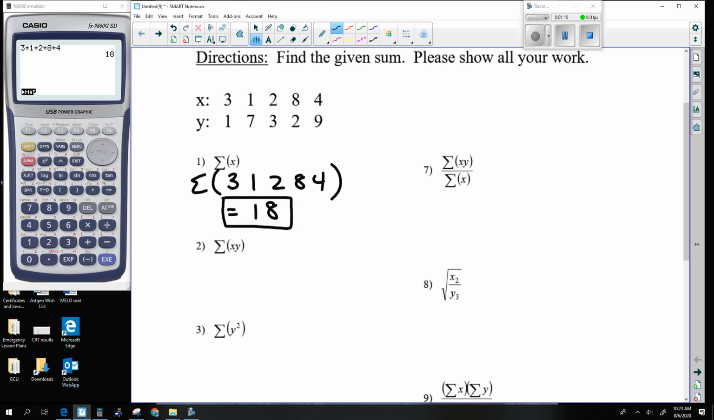Okay, x times y, again, you take it element by element. So the first x times y would be the 3 times 1. The second x times y would be the 1 times 7. The third x times y would be the 2 times 3, etc. So we have 3, 7, 6, 16, and 36 as the x times y's. So now that I have those inside answers, I can go ahead and add those up.